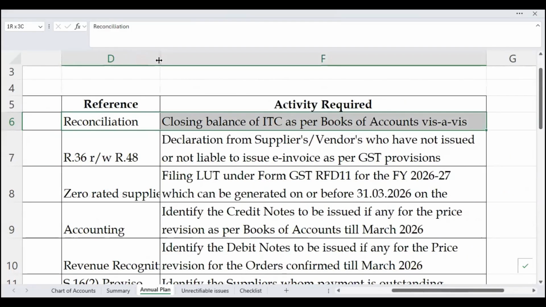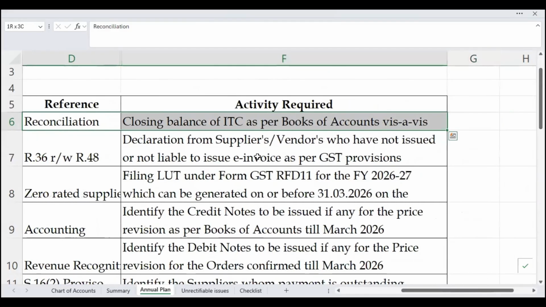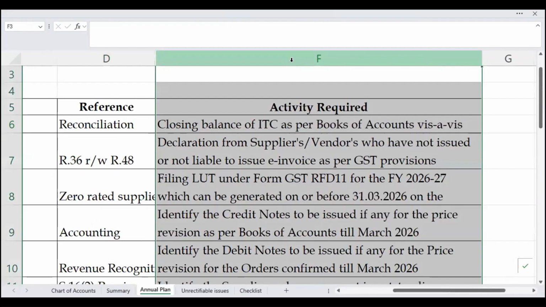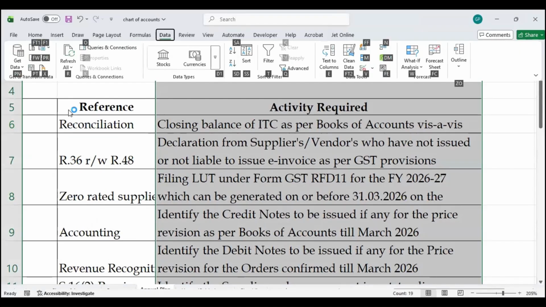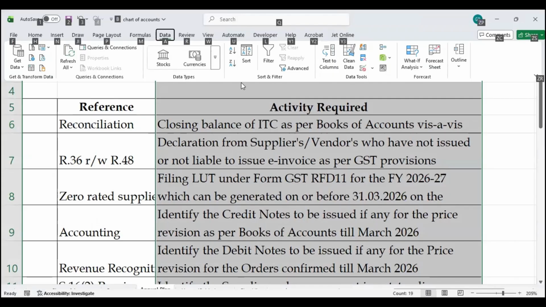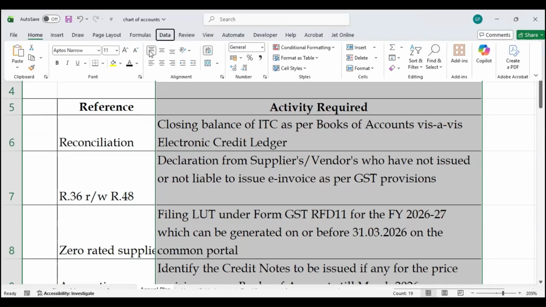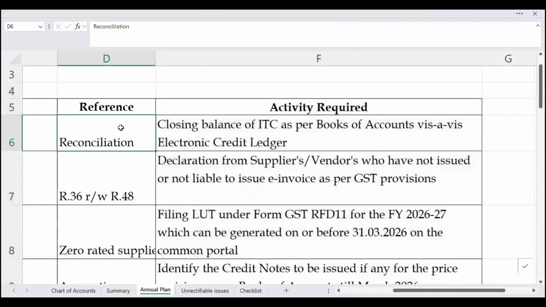Reconciliation activity. Closing balance of input tax credit as per books vis-a-vis your GST portal. Assuming my books show 30,000 as input tax credit, but in the GST portal, electronic credit ledger, I have 2 lakhs. This is where even the GST officer will be worried.